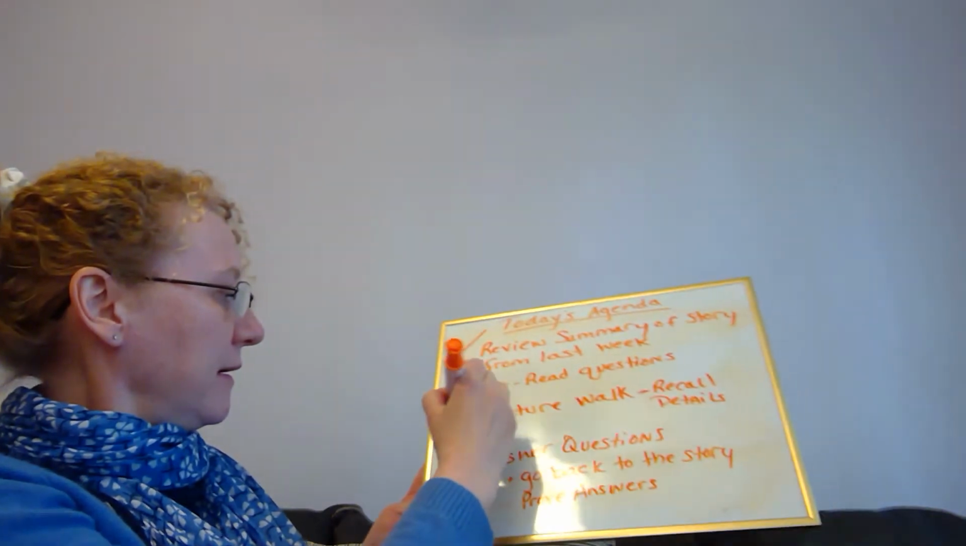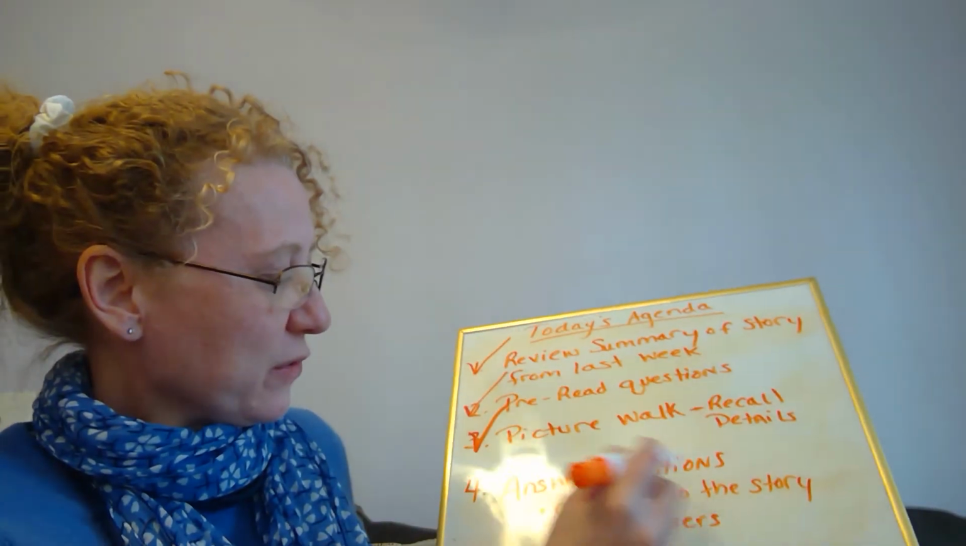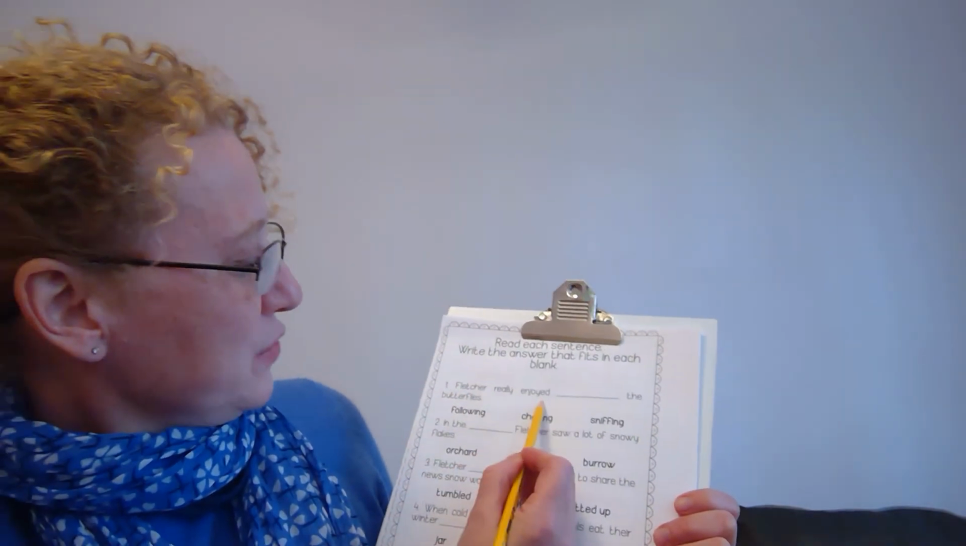So we did our little picture walk again. We can cross off another job. And our last job is to answer questions, to go back to the story and prove our answers. And we kind of did that, but let's really be sure that it's answering each question. So here we go. It says, Fletcher really enjoyed something butterflies, doing something to butterflies.